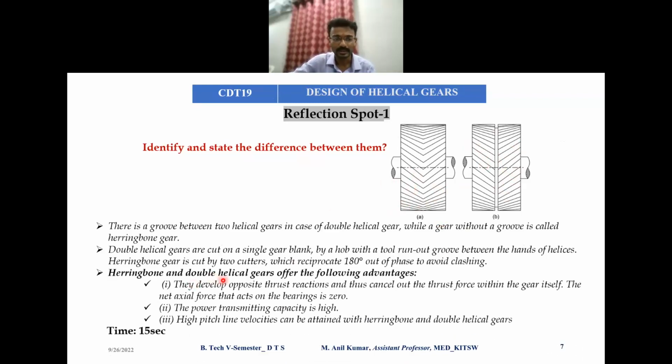Herringbone and double helical gears offer the following advantages. The first advantage is that they develop opposite thrust reactions. One thrust force will act like this, and another thrust force will push inside. So net axial force will be zero on the bearing. So bearing will be safe. The power transmitting capacity may be higher because the net axial force is zero. Reaction forces coincide so that net axial force will be zero, and high pitch line velocities can be attained.